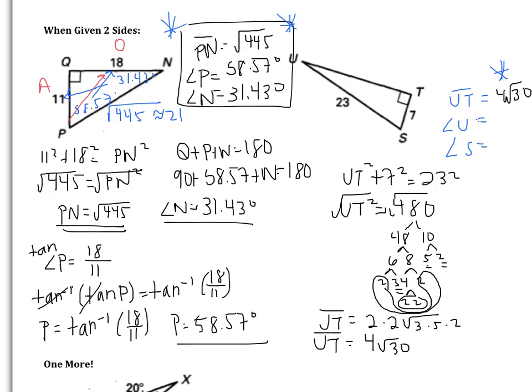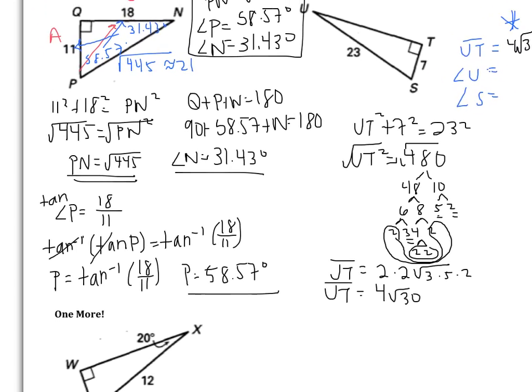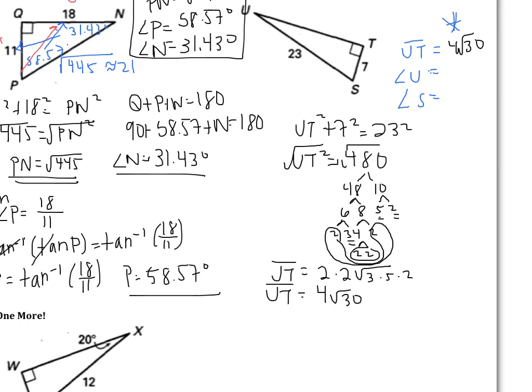Okay, so you might not have simplified. Maybe you didn't realize that you had to simplify. Hopefully we did. If we didn't, now we know. Okay, now I'm going to find angle U. If you found S first, that's fine. You should still have the same answers I do.